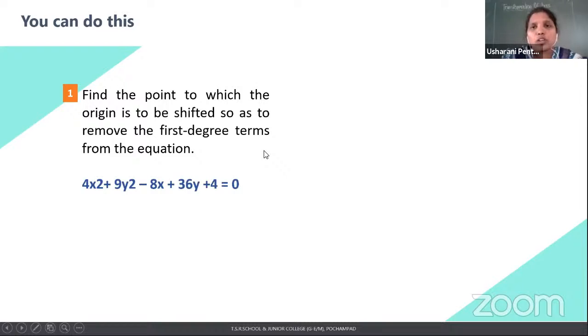So I hope you all have understood what I have said. Yesterday we discussed the coordinates. Today we have discussed how the equations can be framed, how we can find the equation of a transformed equation as well as the original equation if the shifted origin is given.